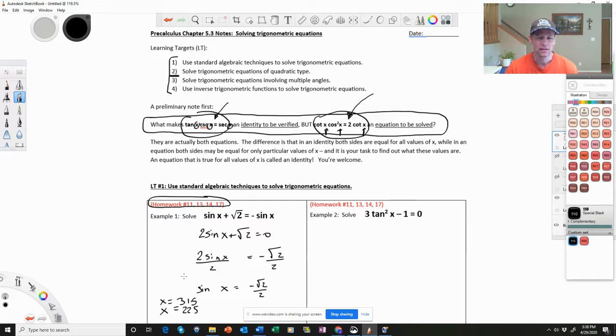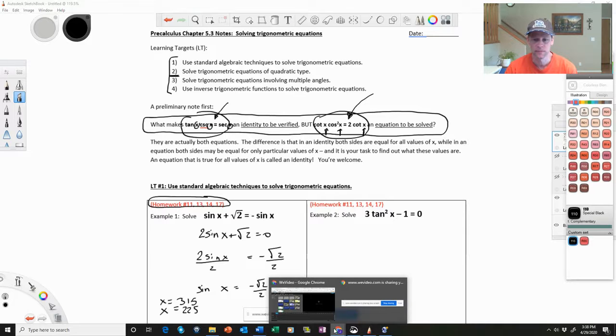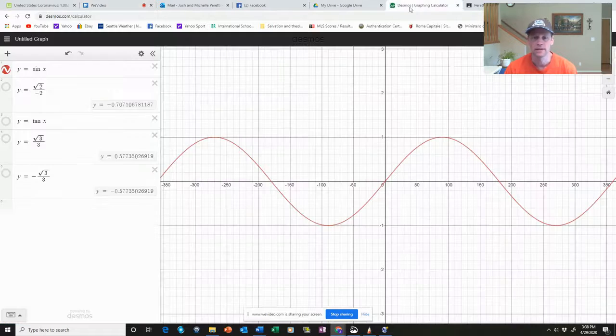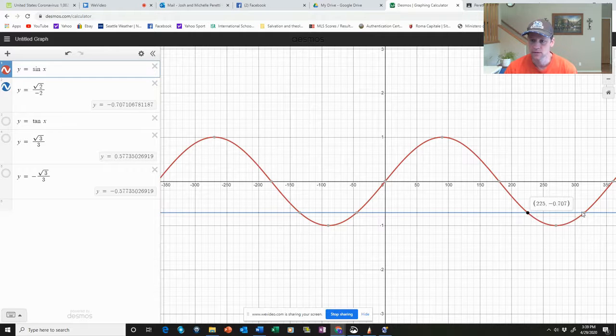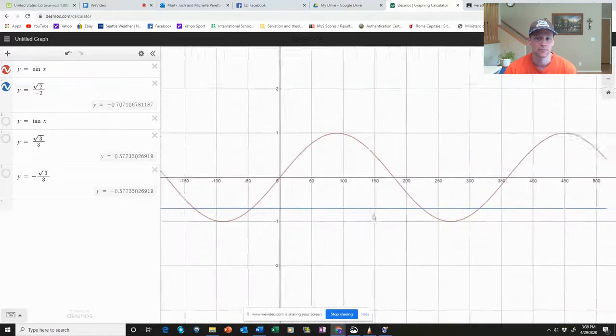Close. Let's go ahead and take a look at the graph of this. So I'm going to switch off to Desmos here. Okay. And what I've done is I've graphed y equals the sine of x. So if I want to know where is the sine of x equal to negative root 2 over 2, I can graph them together. And the one thing I notice is that these are some of my solutions, 225 degrees and 315 degrees. But there's a problem.